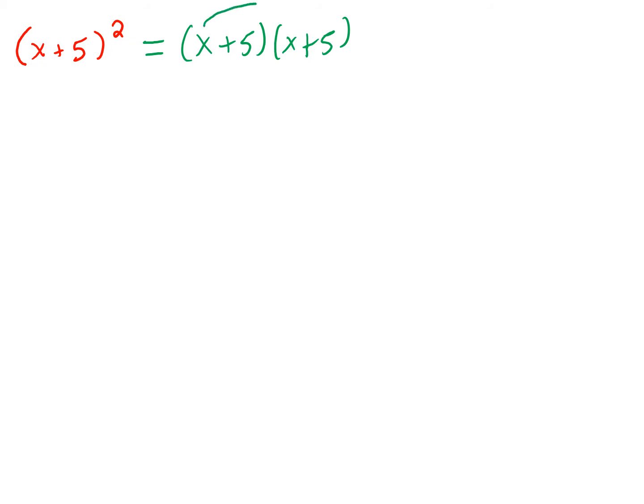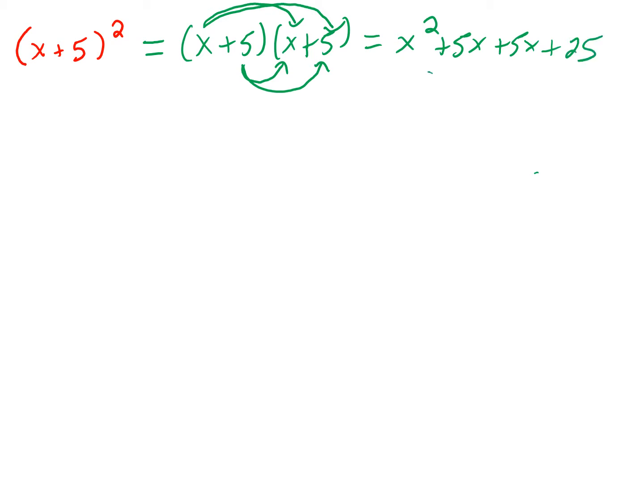You multiply the x's together, and you get x squared. Then multiply this x with the 5 over here, you get plus 5x. Then multiply this 5 with this x, that's another plus 5x. Then multiply this 5 with this 5, positive 5 times positive 5, that's plus 25. The two middle terms are like terms because they both end with x, so you can combine them and get 10x. The answer is x squared plus 10x plus 25. Okay, so that would be the answer.